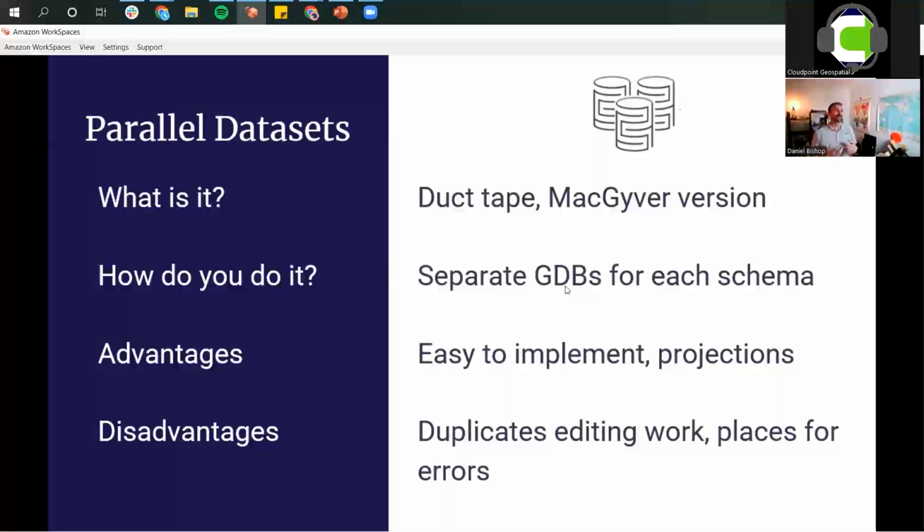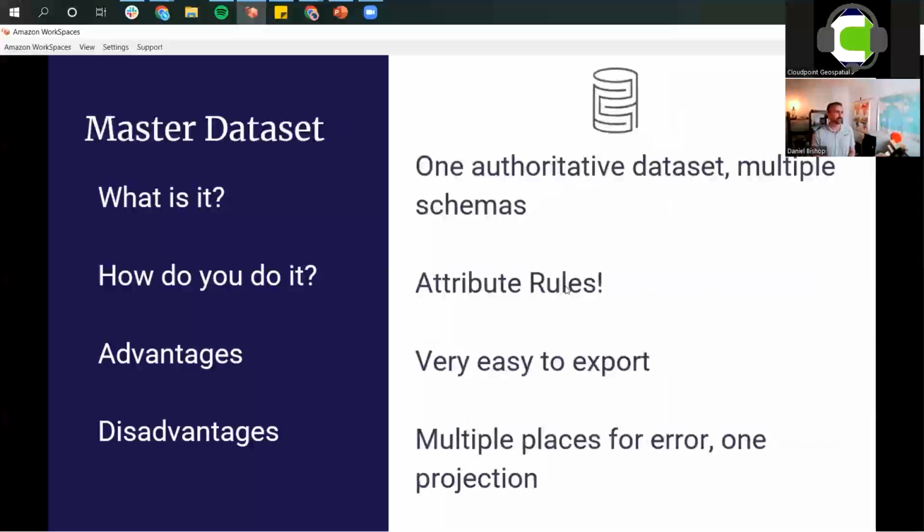So it's really easy. You have two data sets. However, you're doing duplicate editing work, which could allow for some error to take place. You're doubling the workload and needing to manage the requirements of two different schemas. So this is an option. It's the easiest to do technically, but it does introduce some error.